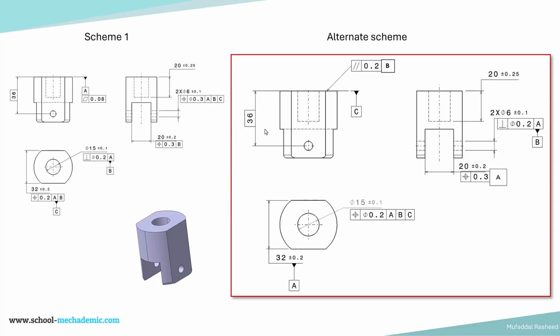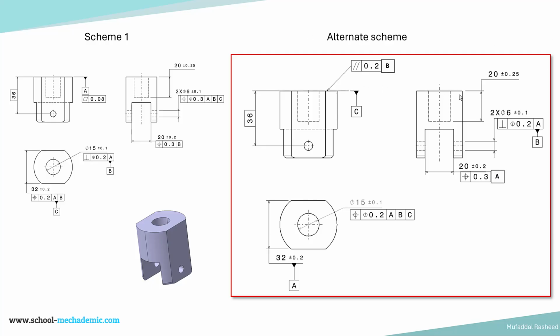You can see how the change in scheme will change the way in which the surfaces or features are being controlled. So here we are controlling the top surface with respect to the holes. Over here we are controlling the hole with respect to the top surface. So it has reversed.